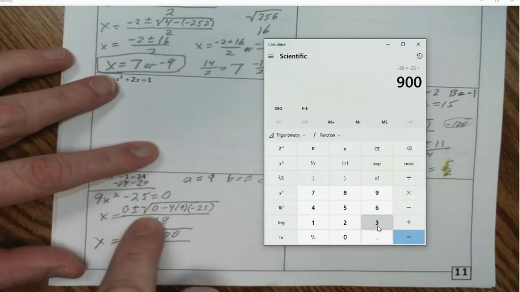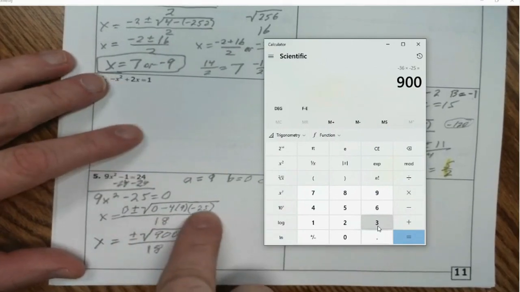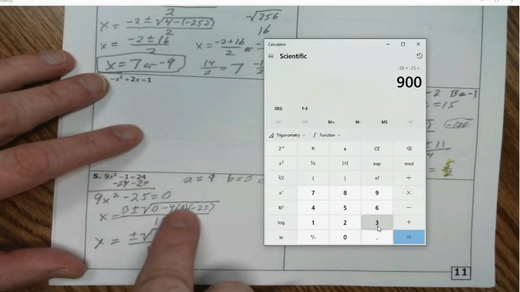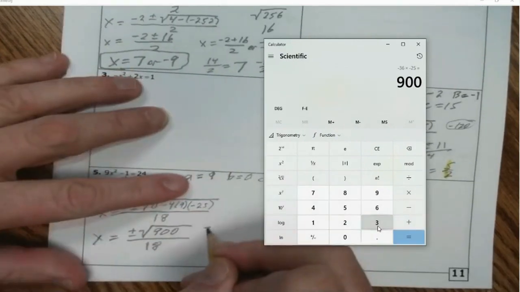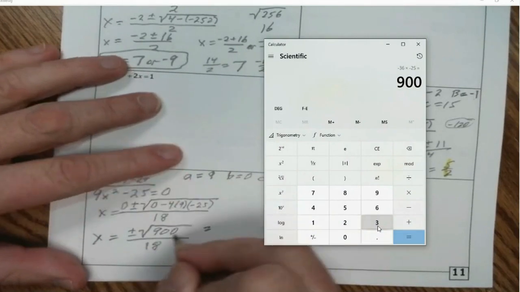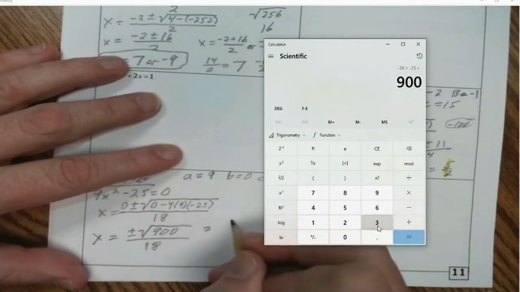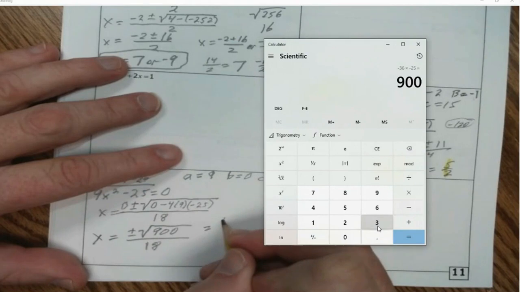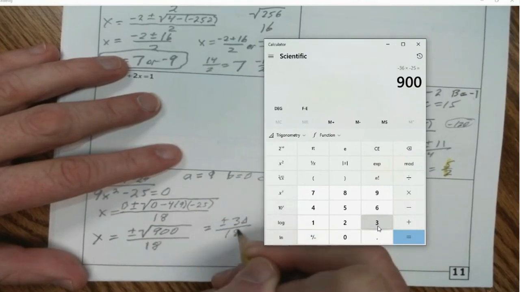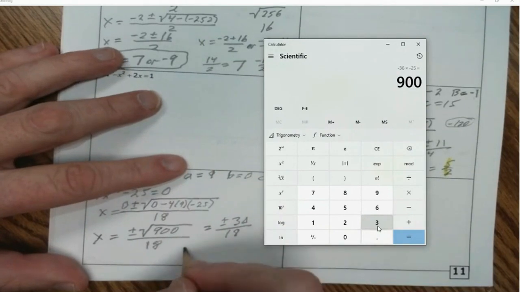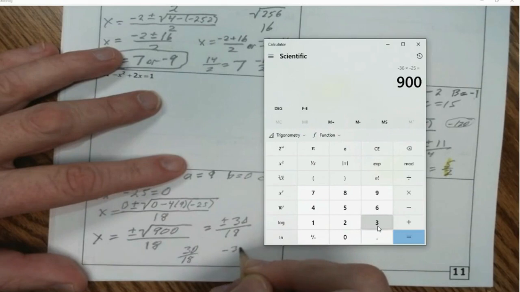It's 0 minus negative 900. So the negative minus the negative is going to cancel out, be 900. So this equals the square root of 900. That is 30 times 30. So we got plus or minus 30 over 18, which means we have 30 over 18 and we have negative 30 over 18.